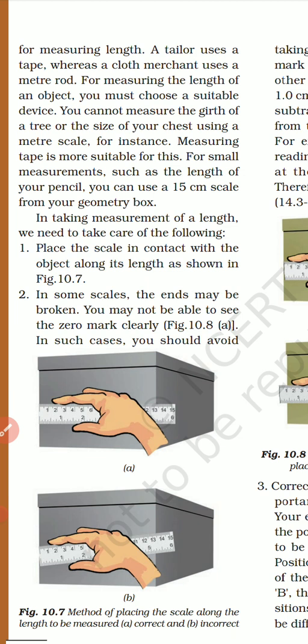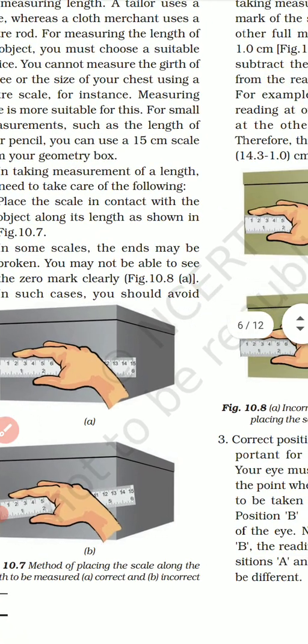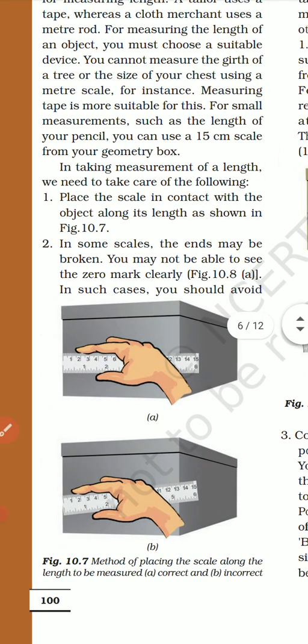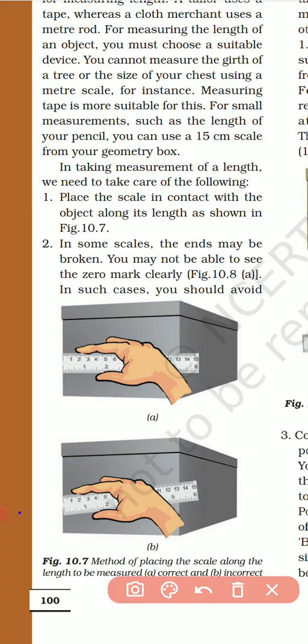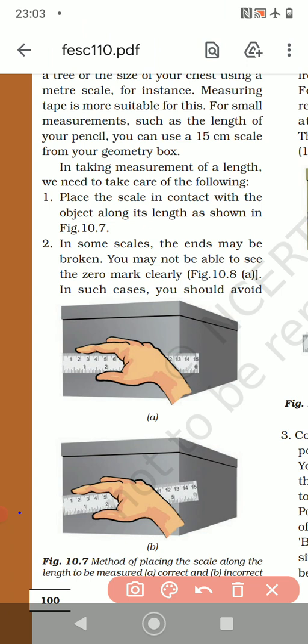Okay. In taking measurement of a length, we need to take care of the following. So this is very important, the three rules which we should follow while taking the measurement. Okay, so what is the first one? Place a scale in contact with the object along its length as shown in the figure. So whenever you have to measure any distance or length, the scale should be in contact with the object.